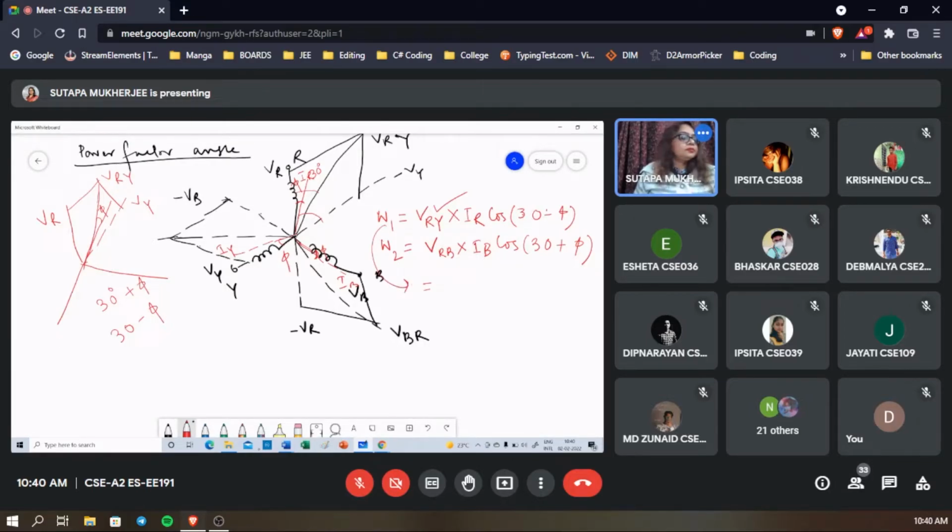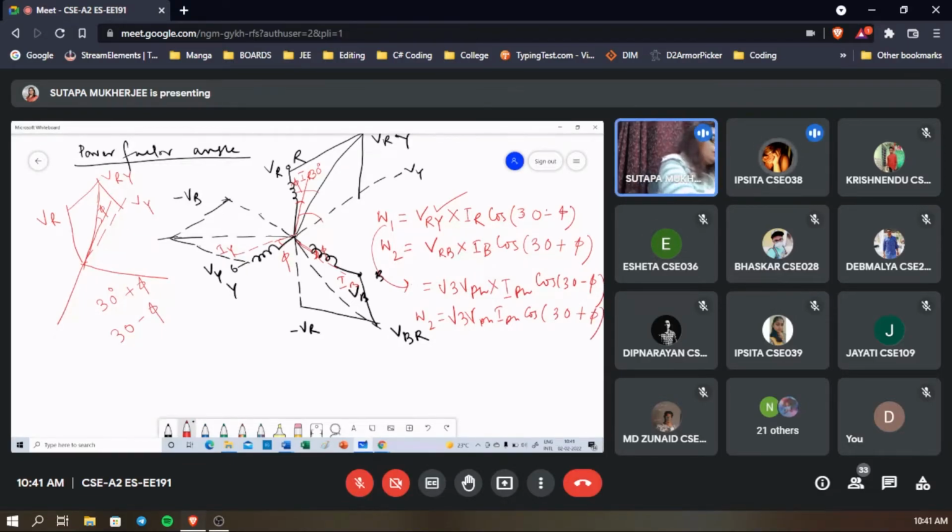Am I audible? Yes, ma'am. I was saying that Ipshita was right. If we take minus VB and VR, ma'am, then we are getting 30 plus phi. Yes, that triangle, that parallelogram. V line is equal to root 3 V phase. Root 3 V phase into IR, that is equal to I phase, cos of 30 minus phi. And in case of W2, it will be root 3 V phase, I phase, cos of 30 plus phi.